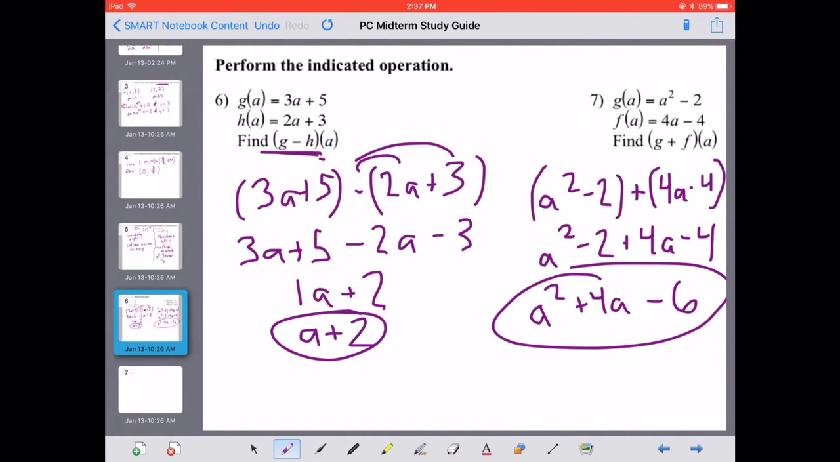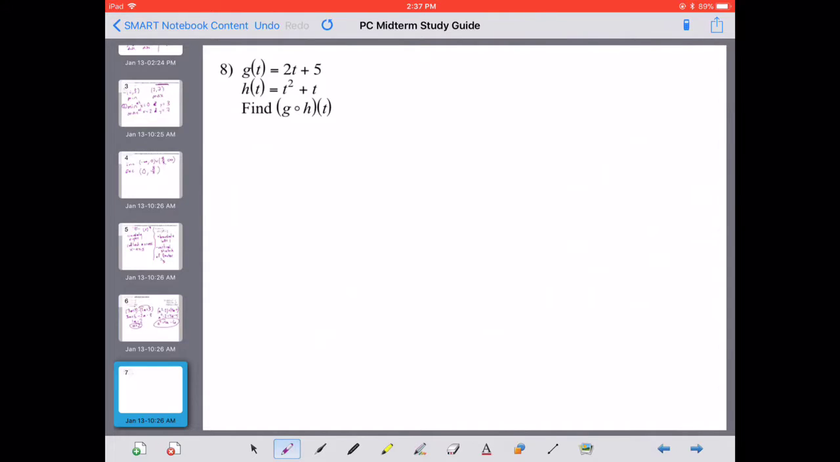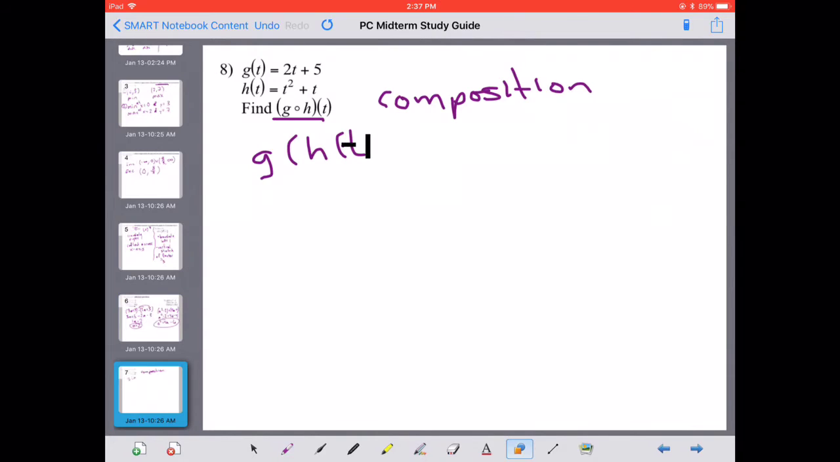And then our last one in this category would be number 8. With that one, we have a different symbol here. That open dot is actually our composition. And that means we are not multiplying, which might be on the test. We're not dividing, which might also be on the test. But we're composing here. So another way we can write that is g of h of t. Ooh, what is going on here? G of h of t.